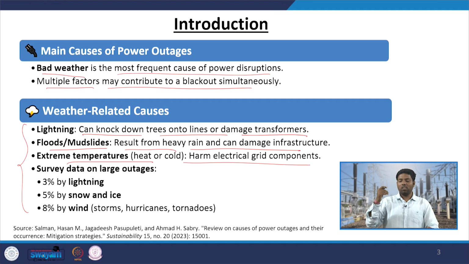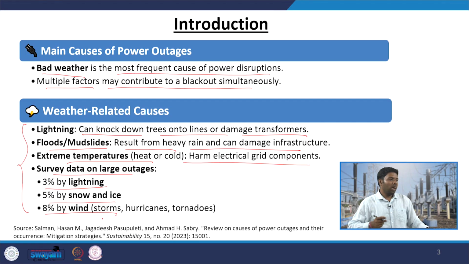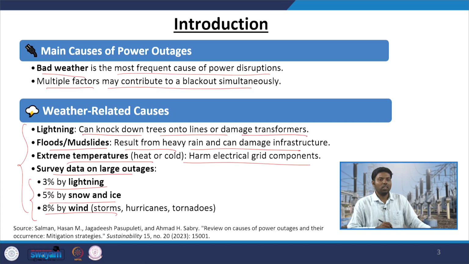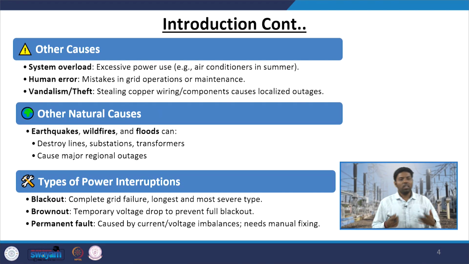So, that will reduce the thermal capacity, that is, reduce the power capacity limit of the line, and it will hit the thermal limit of the line with a very low power flow. If that is the case, then you have to cut down some of the loads. Then they will experience the power outage. Survey data on the large outages shows 3% because of lightning, 5% because of snow and ice, and 8% because of wind, and combined you see almost 16% because of the weather conditions. Now, what are the other causes?